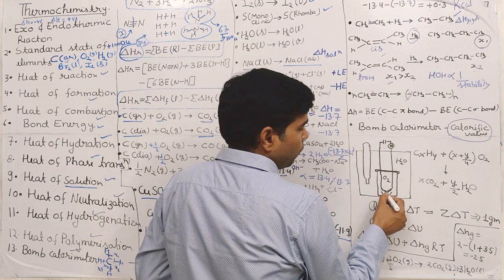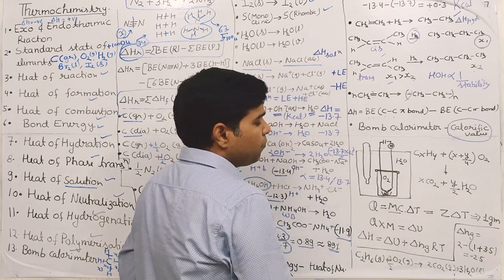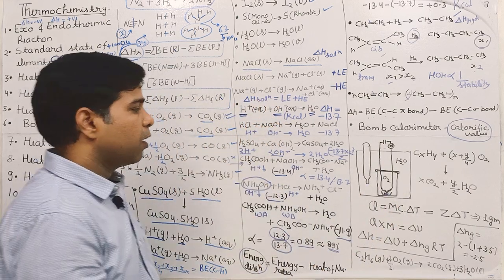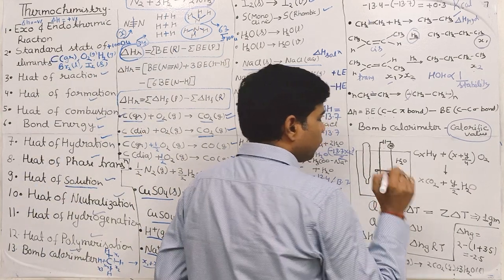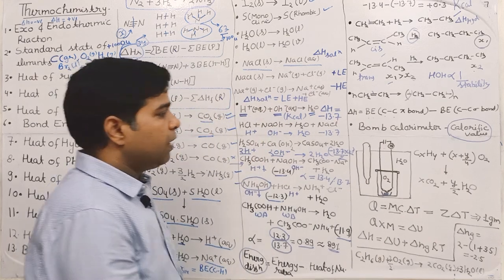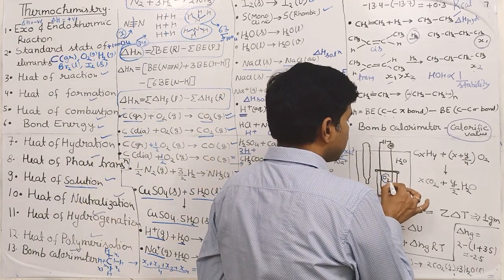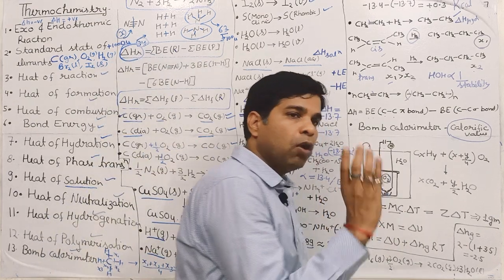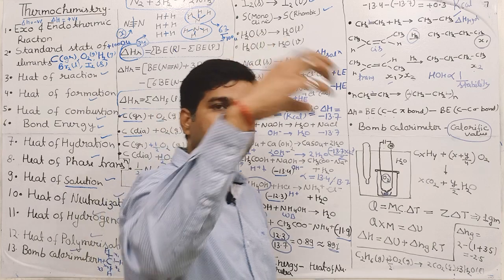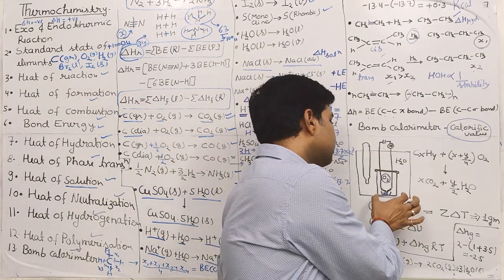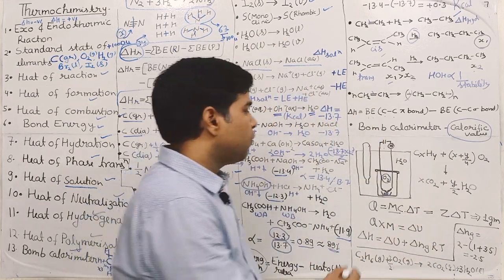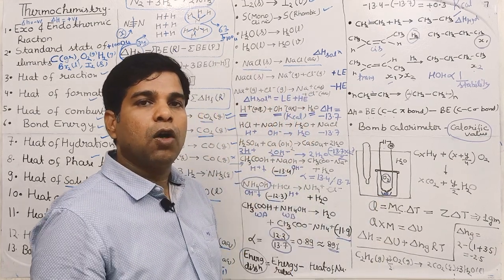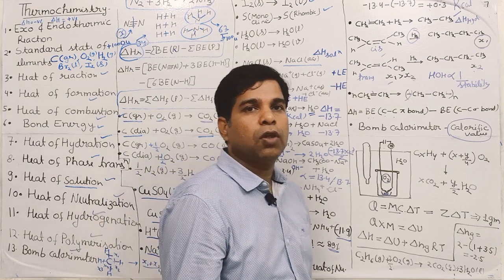In this bomb we have a very small crucible, a very small bowl. In that bowl we take 1 gram of the fuel and we add an excess of oxygen into it. What I said? We take the bomb, which is also a small vessel placed in the big vessel. In this bomb, first we take 1 gram of the fuel in the small crucible and then we add the oxygen, an excess amount of oxygen.